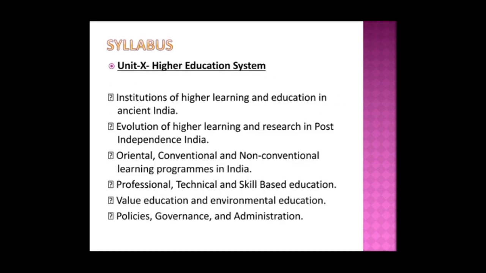Okay. And higher education system, of course higher education system is very important. Institutions of higher learning and education in ancient India, evolution of higher education learning and research in post independence India, oriental, conventional and non conventional learning programs in India, professional, technical and skill based education, value education and environmental education, policies, governance and administration. These come under the higher education system, because it's all about higher education.